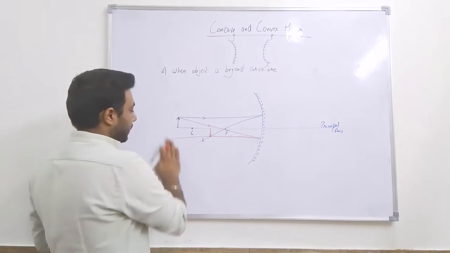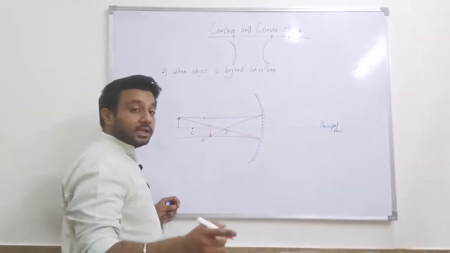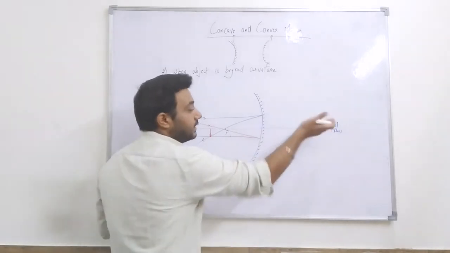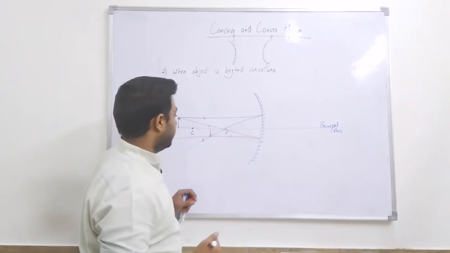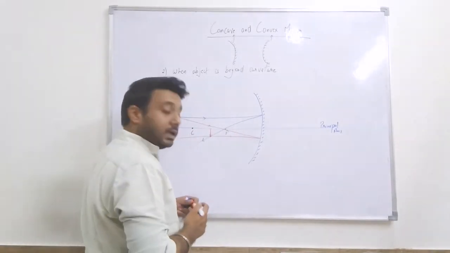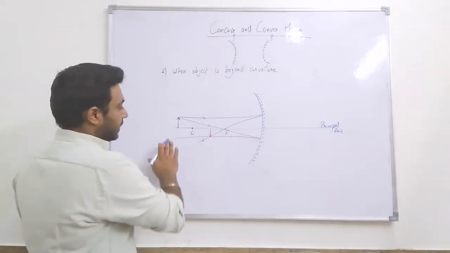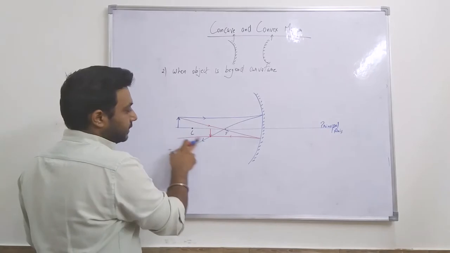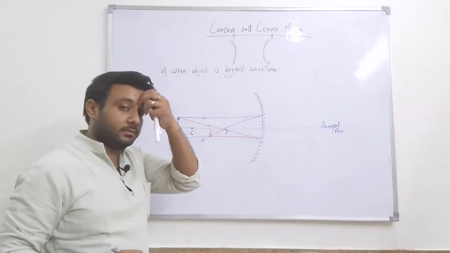Here also we haven't made any virtual line. Note that virtual lines are always formed behind the mirror. Okay. These all are real lines. Therefore, this is the real image, and you can see that it is shorter or smaller than the object.